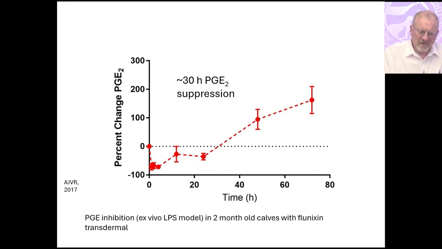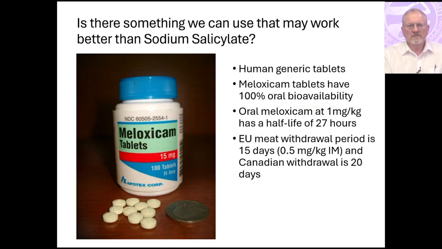The other alternative that's been looked at is, again, extra label, and this is meloxicam, a drug that has a human approval. We do not have a food animal approval. We have a human generic, and these tablets display 100% oral bioavailability in cattle, so very, very well absorbed. It has a half-life of about 27 hours. So a very, very long duration of activity.